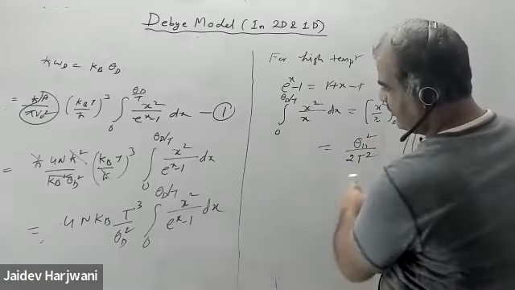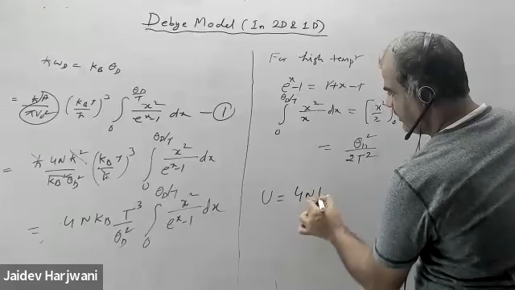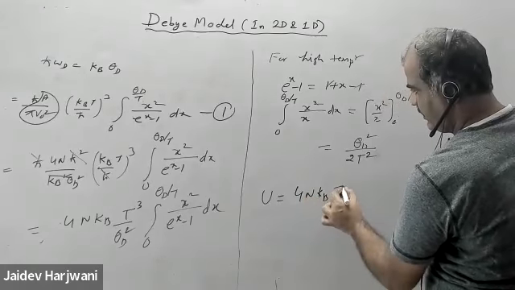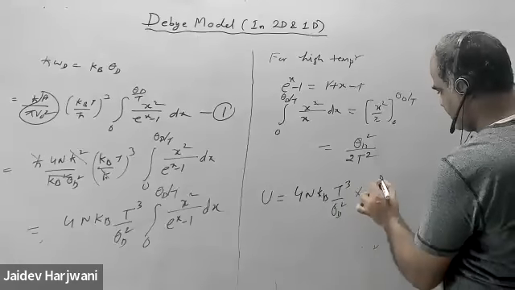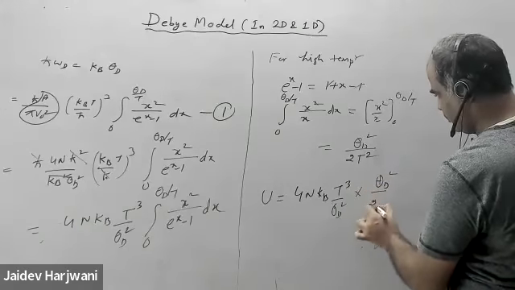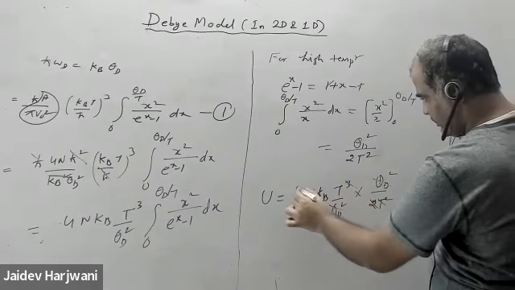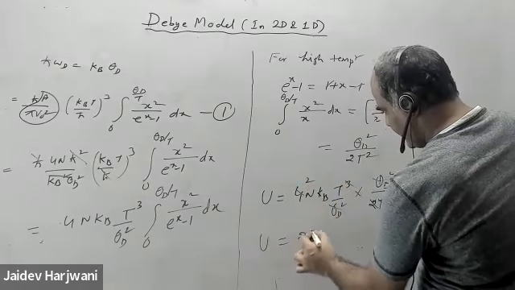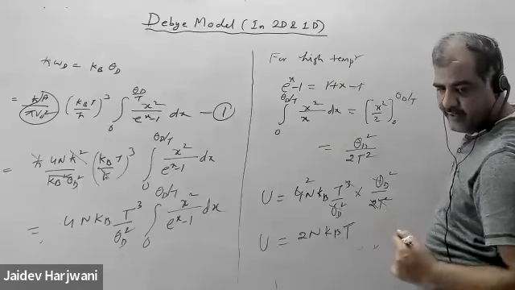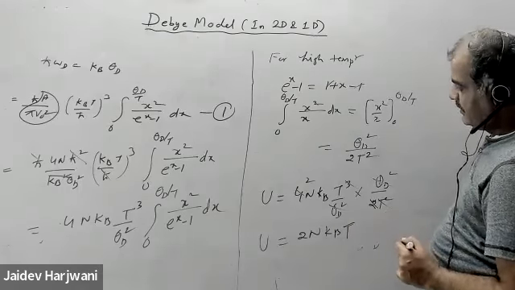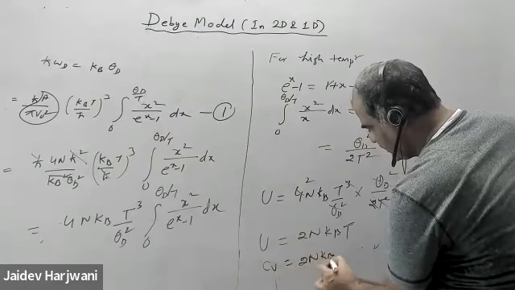So this will give me theta D square upon 2T square. We can put this value here and get the energy. So 4n kB, T cube upon theta D square, into theta D square upon 2T square. Theta D cancels, T remains, 2 cancels, so you got 2n kBT. In 3 dimensions we get 3n kBT. Now here we are getting 2n kBT. So if you want Cv, simply 2n kB, that is equal to 2R.